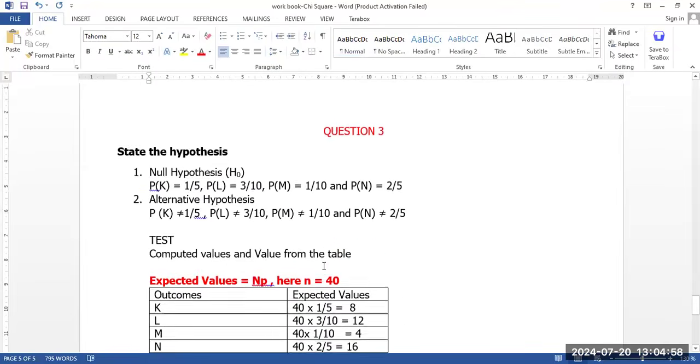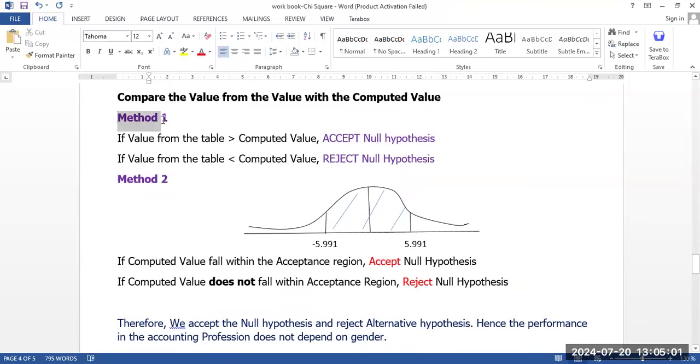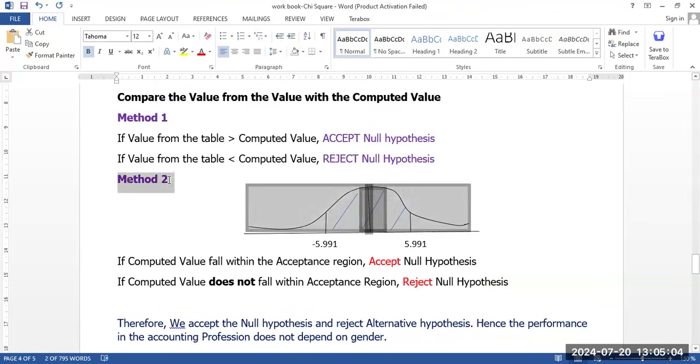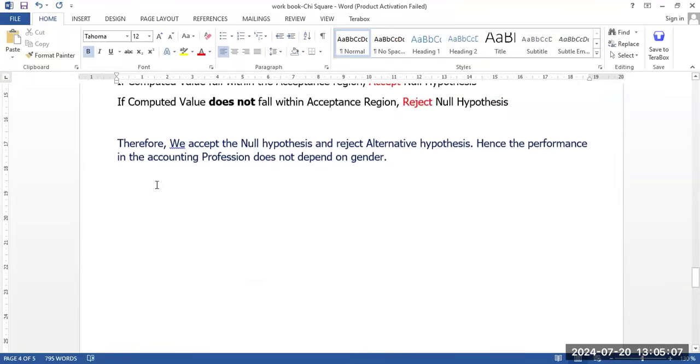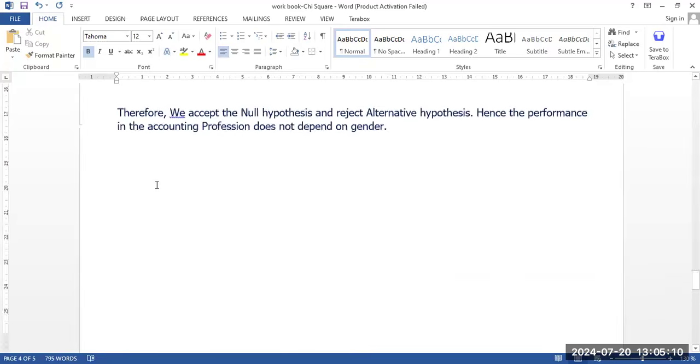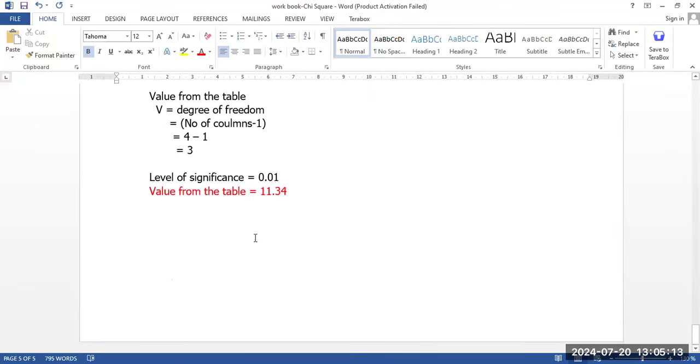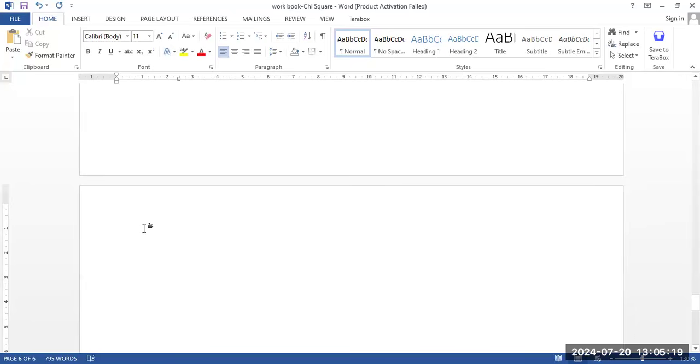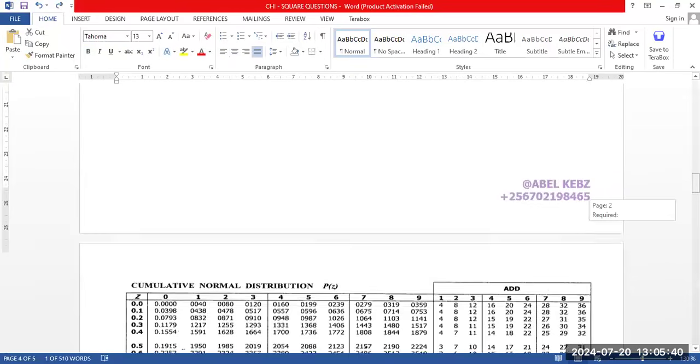And the conclusion, you will apply either method 1 or method 2. So, colleagues, that's all about question 3. Lastly, question 4, just interpreting it. We need to understand how to interpret that question. The same concepts, but interpretation.